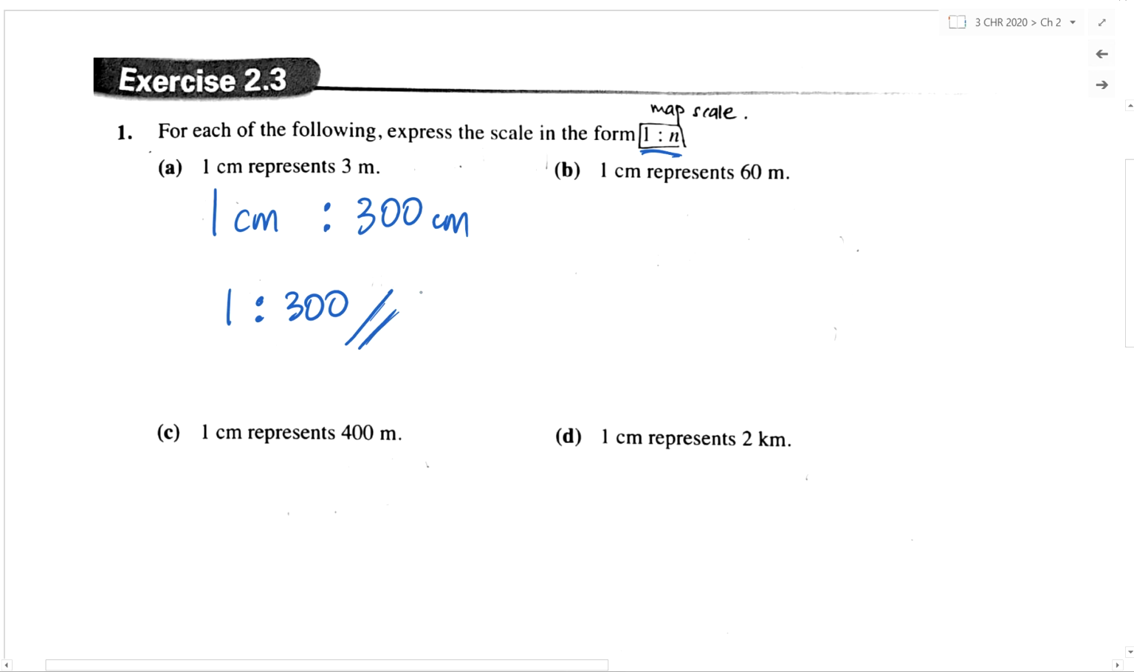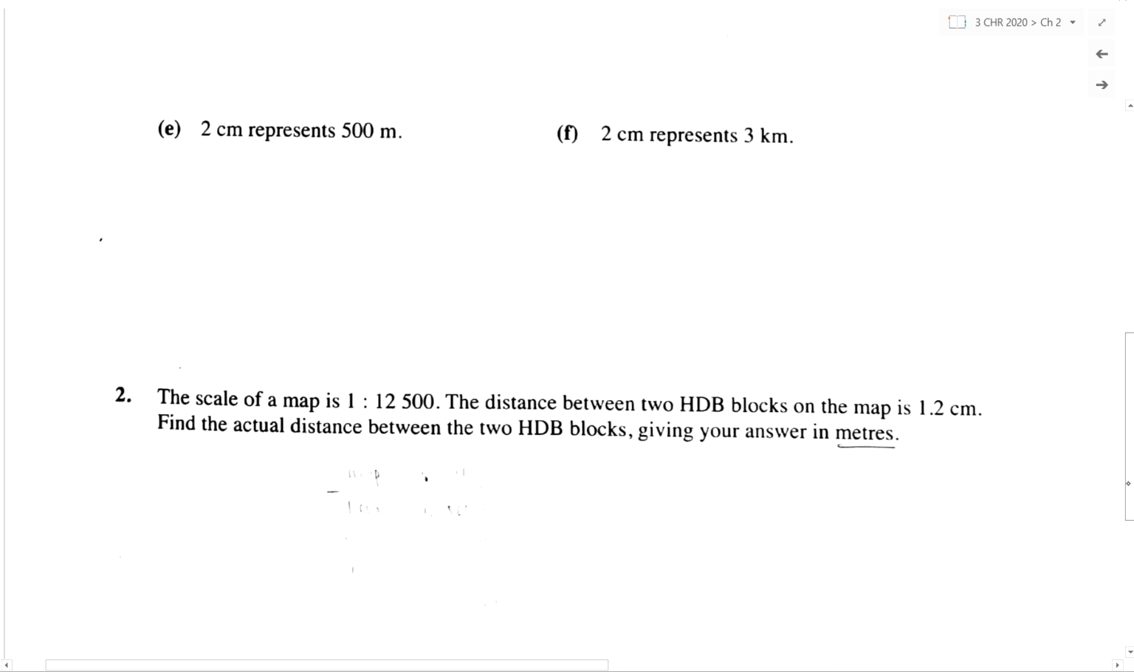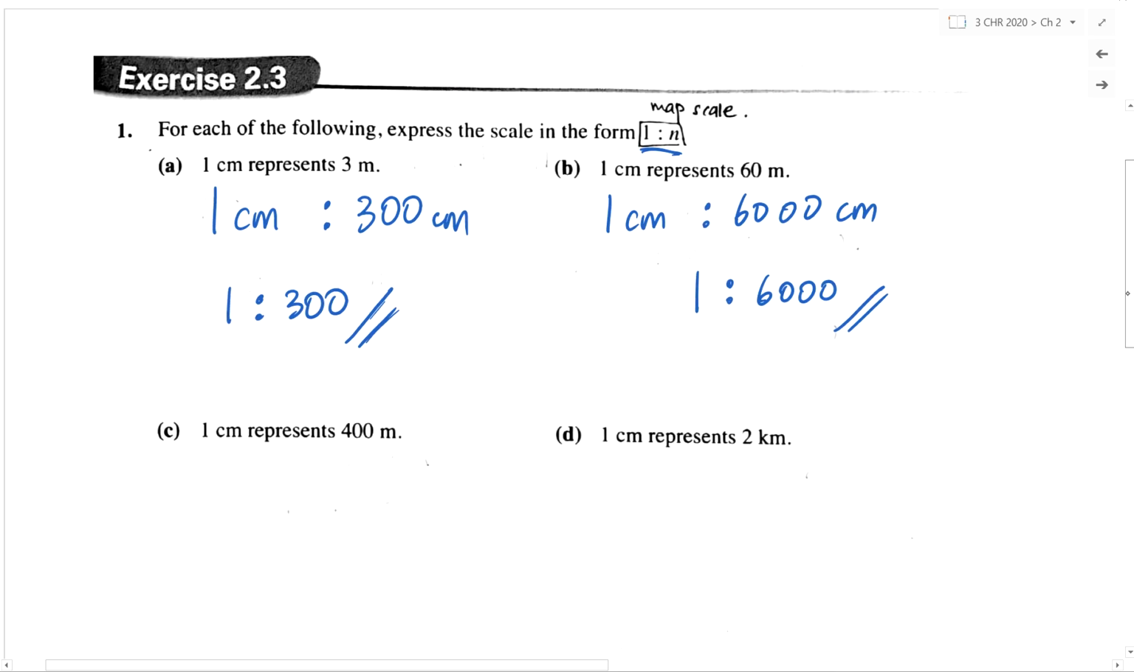Okay, just do these two dashes to imply that that's the final answer. Okay, must change to same units, huh? So 1 cm to 60 meters, 1 cm to 6000 cm. So the answer must be 1 to 6000. Okay? Okay, try the rest of this page yourself.